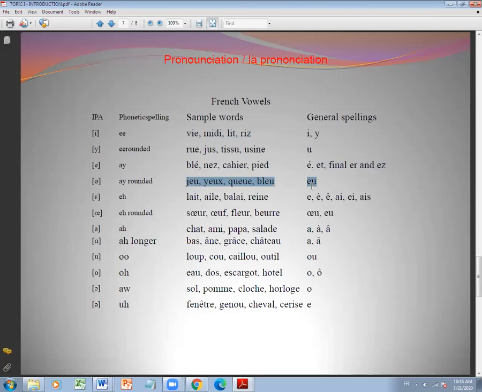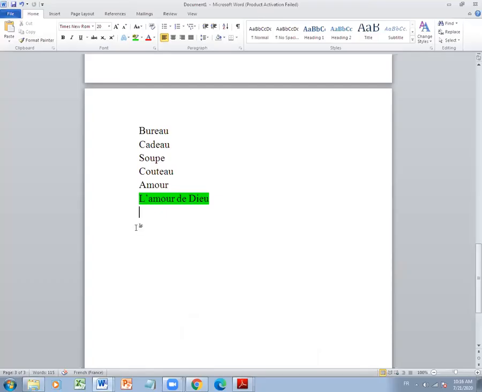And also I want you to know that anytime you have letter G and letter Q, when letters G and Q are followed by letter U, then the U is silent.